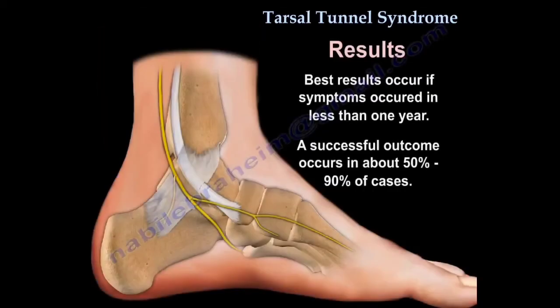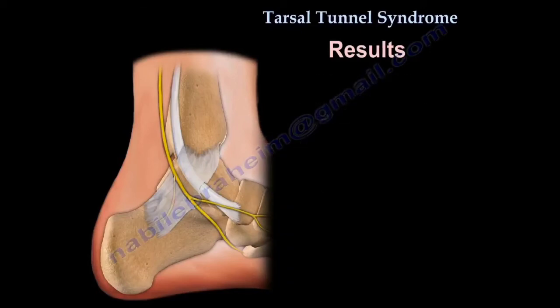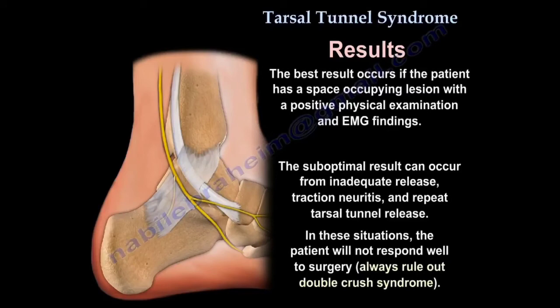The best result occurs if symptoms occurred in less than 1 year. A successful outcome occurs in about 50 to 90% of cases. The best result occurs if the patient has a space-occupying lesion with positive physical examination and EMG findings.